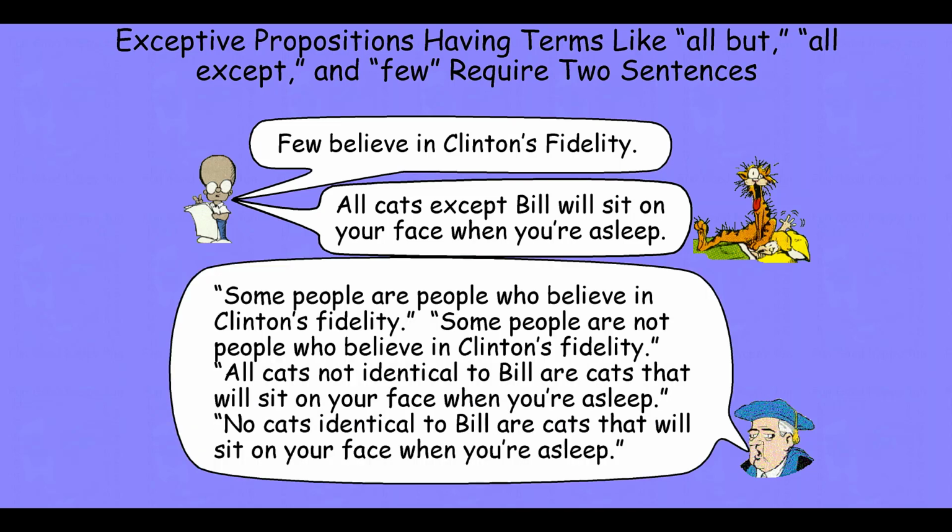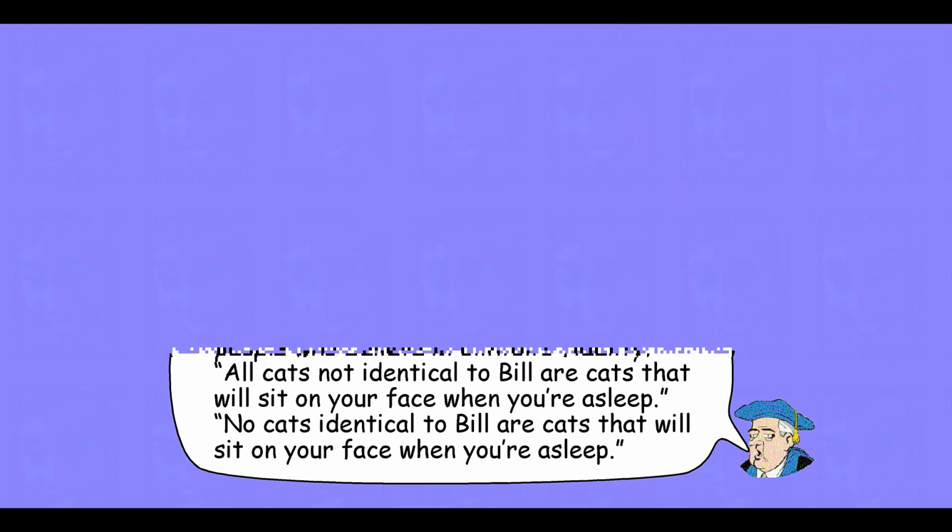So when we translate an exceptive proposition, we have one categorical statement for the rule and one categorical statement for the exception. So with "few believe in Clinton's fidelity," some people are people who believe in Clinton's fidelity. There's our rule. Some people are not people who believe in Clinton's fidelity. There will be our exception. "All cats except Bill will sit on your face when you're asleep." All cats not identical to Bill are cats that will sit on your face when you're asleep. Our rule. Our exception: no cats identical to Bill are cats that will sit on your face when you're asleep.